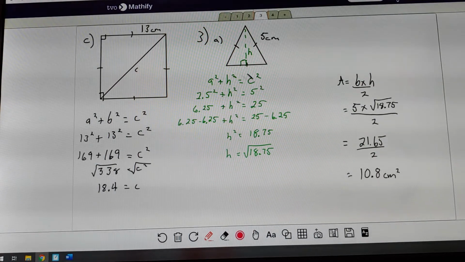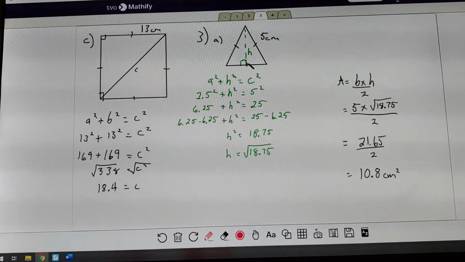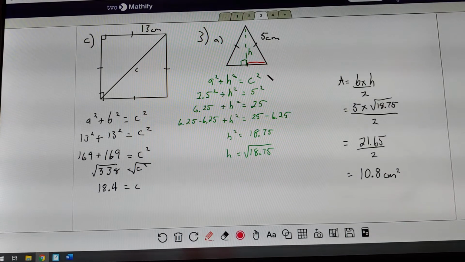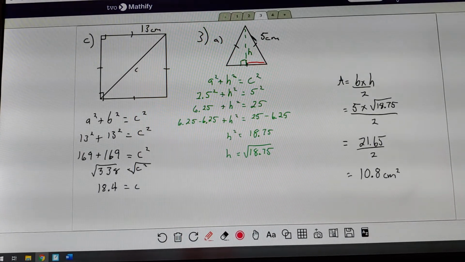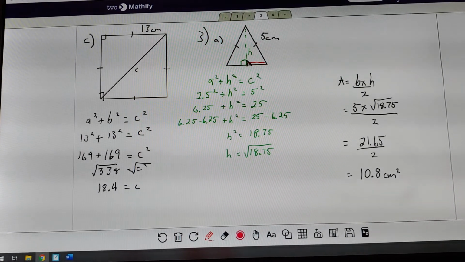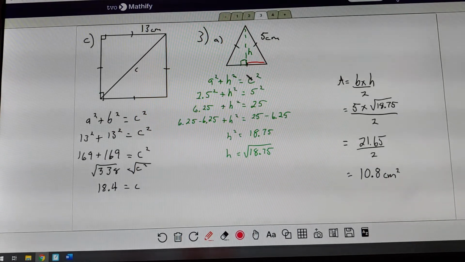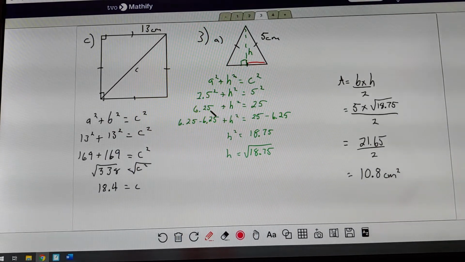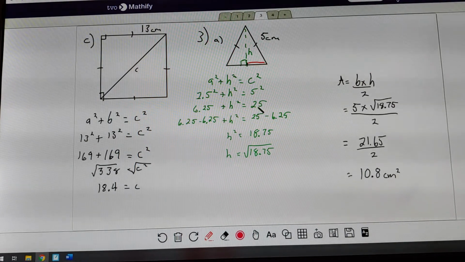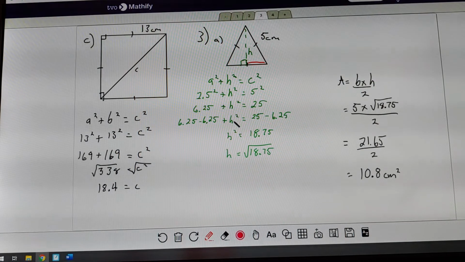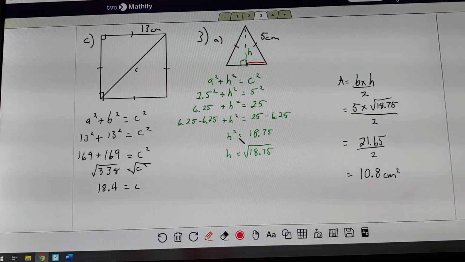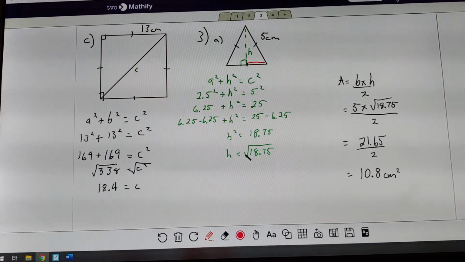So A squared is going to be this little piece here. So it's going to be half of the 5 centimeters. So that's where I got 2.5 from. Okay, H squared is unknown, and this is side C, the long one, and diagonally opposite of the right angle. So 5 centimeters. 2.5 squared is 6.25. 5 times 5 is 25. We're going to subtract 6.25 from both sides. That gives us H squared on its own. And then to get H, we need to square root 18.75.